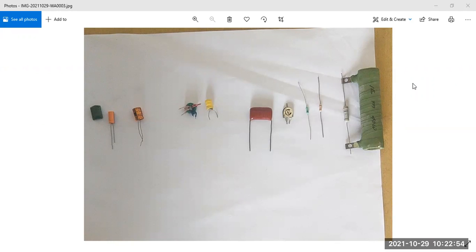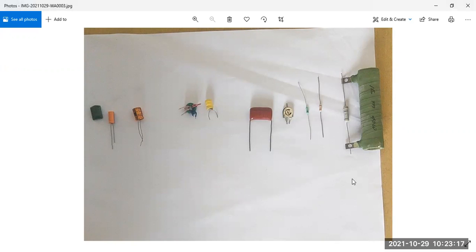Yesterday I completed what resistance is. If you have any question, you may ask me. Otherwise, I'm going to start. Look, you can see these are resistances.